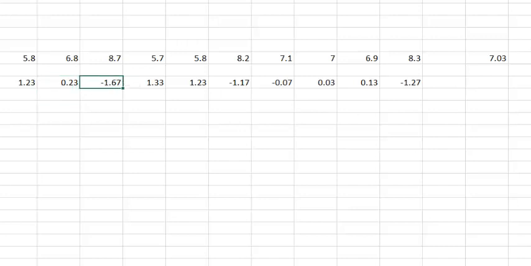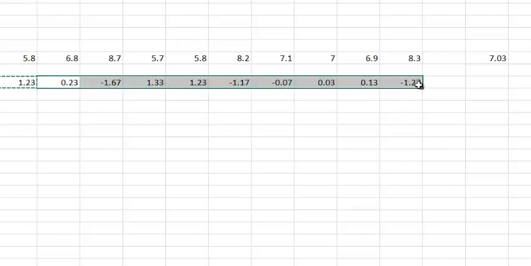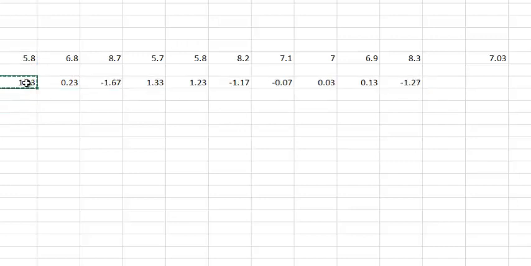This is 1.23 below the mean, and these are all actually above the mean. Actually, the way I really should have done it, I'm going to change it. I'm going to take for each one 7.03 minus whatever is in this box. That's probably a more correct way of doing it. I'm sorry, the opposite. I'm going to take whatever's in this box minus 7.03.